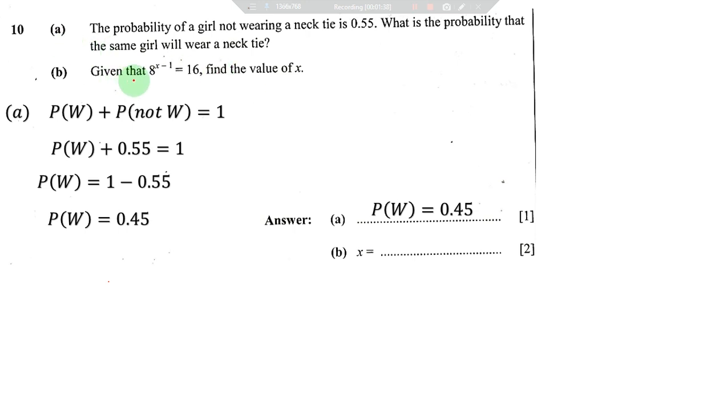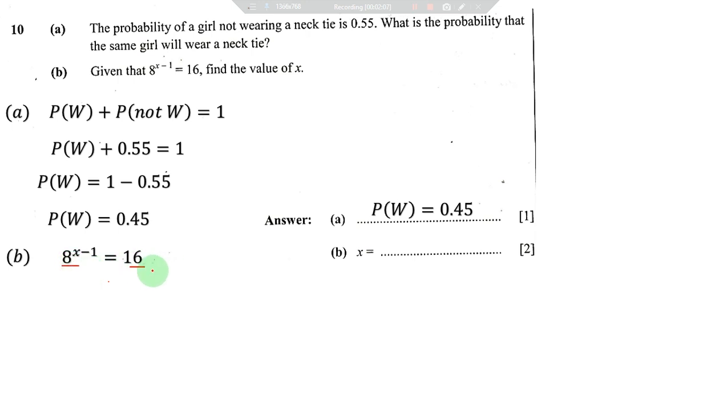Then 10b, given that 8 to the power x minus 1 equals 16, find the value of x. These exponential equations. Why are we calling them exponential? It's because the variable or the letter is on the exponent. It is on the power. So here we are going to concentrate on making the bases equal. So here we have 8 as the base and here we have 16 as the base.